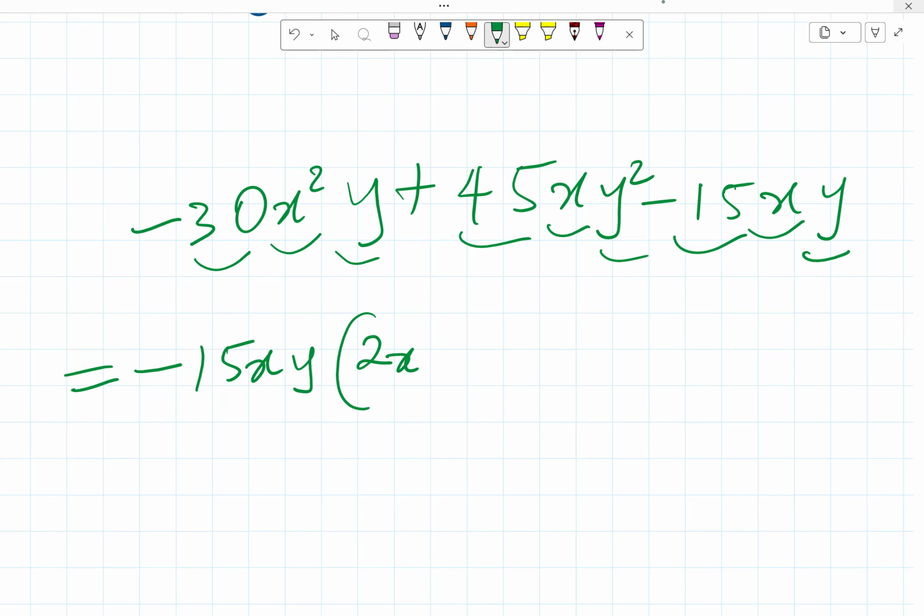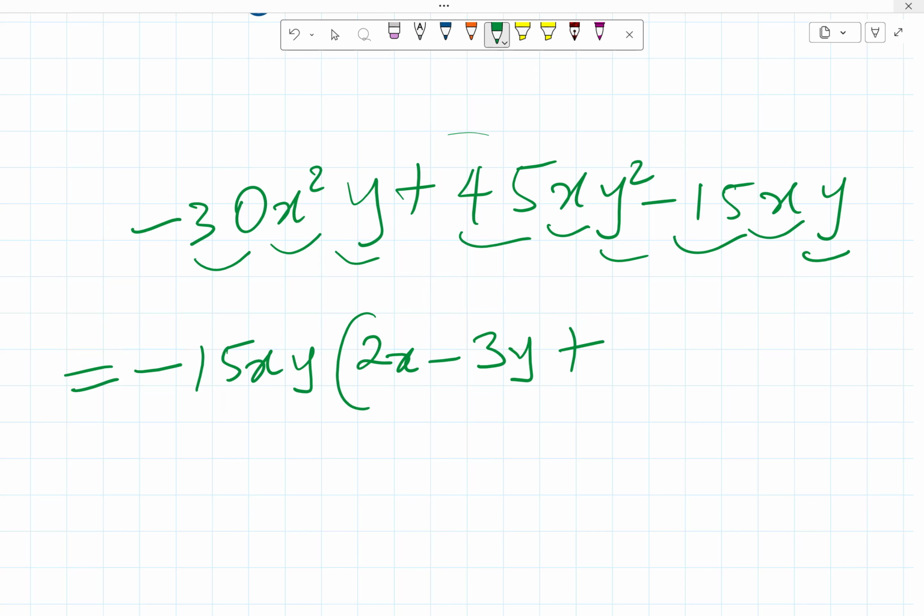Then now, be careful. 45 divided by minus 15 should be minus 3 because 3 times 15 is 45, but plus divided by minus is minus, okay? So x cancels x, y squared cancels y, so we have 1y left. And finally, minus 15 divided by minus 15 is plus, so you want to be careful. Once you take minus outside, all the signs change.